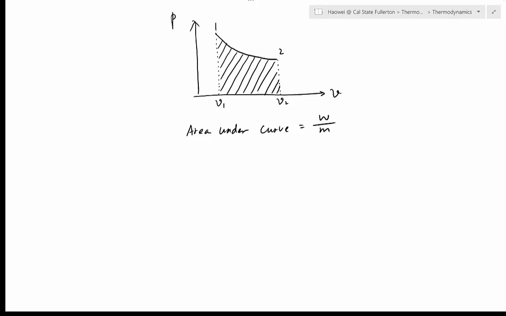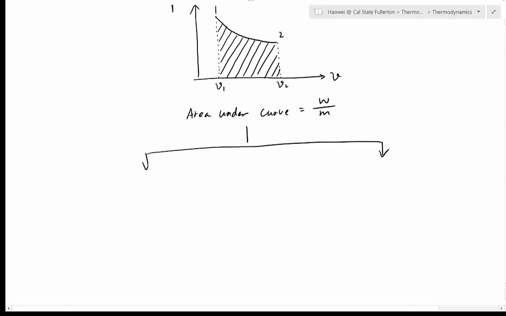Okay, before we move on to the next example, there's one thing I want to clarify about this P versus nu diagram. From last time, we know if you have a curve 1 to 2 on a P versus nu diagram, such as shown here, the area under the curve is equal to work W per unit mass. The next question is, what kind of work? There are two different kinds of work. What are they? So now we have to go to our two scenarios.